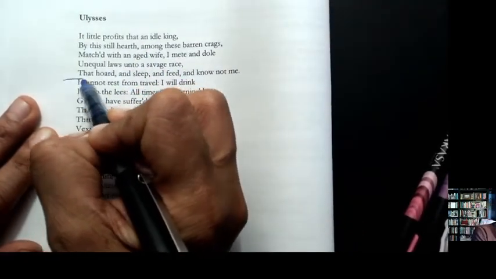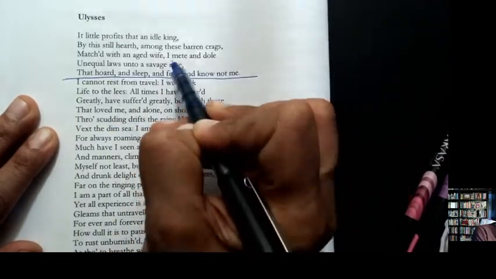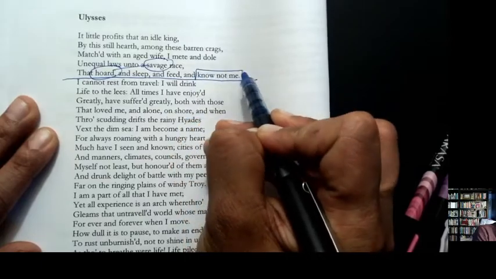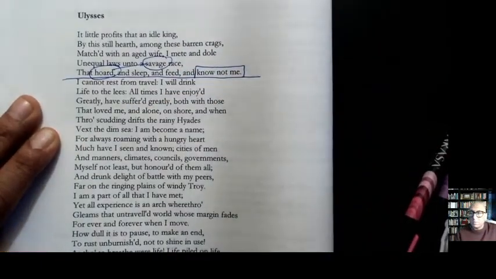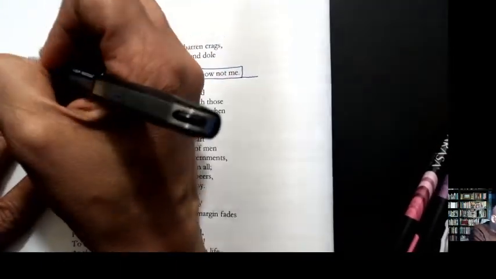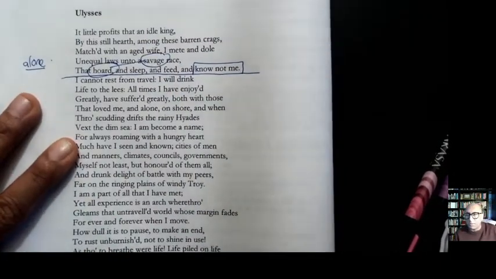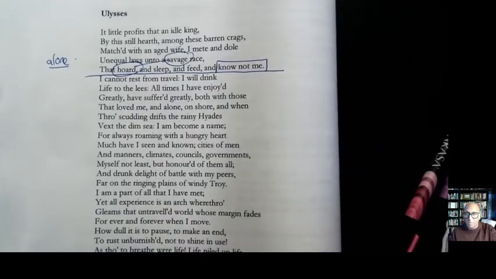Oh, wow. These savage people, they don't know who I am. They don't know me. He feels alone. And in a misogynistic way, his old wife is not doing it for him anymore, it seems.